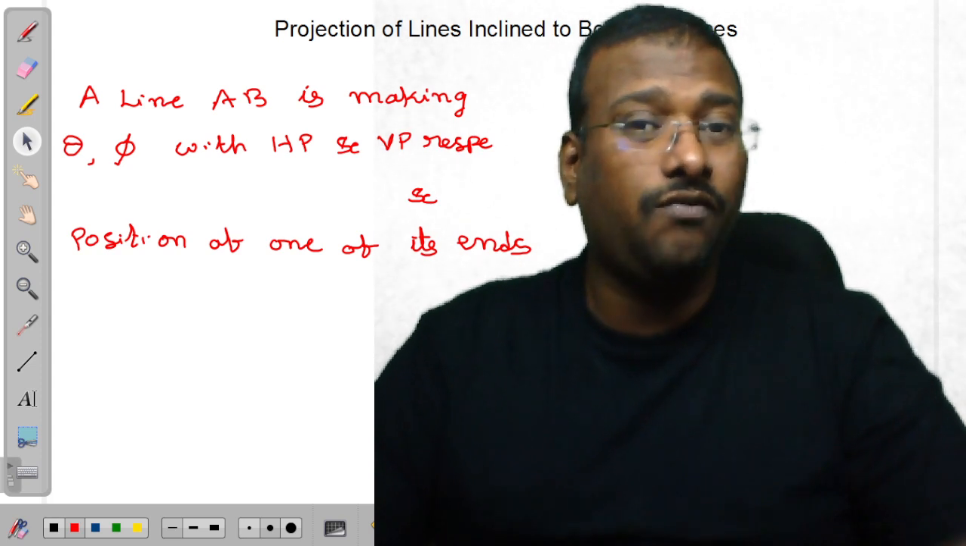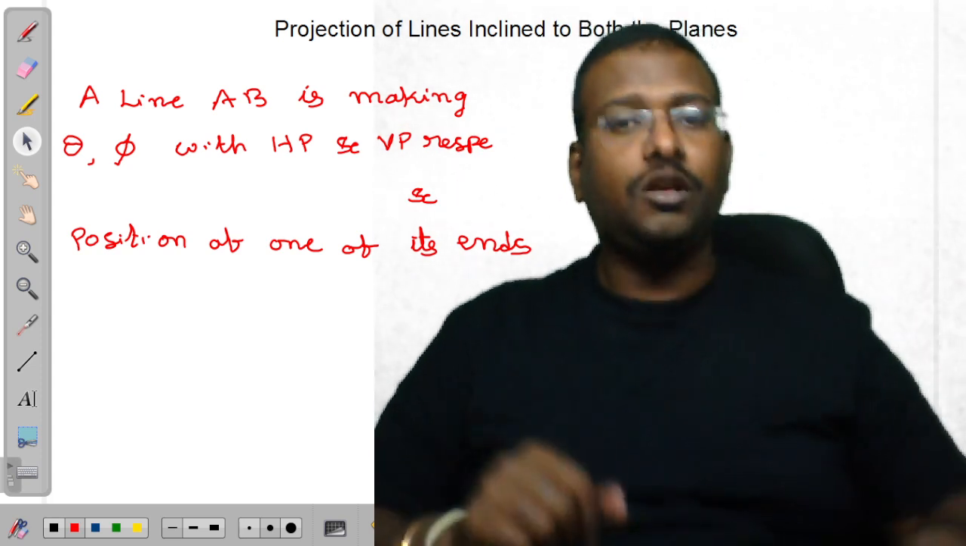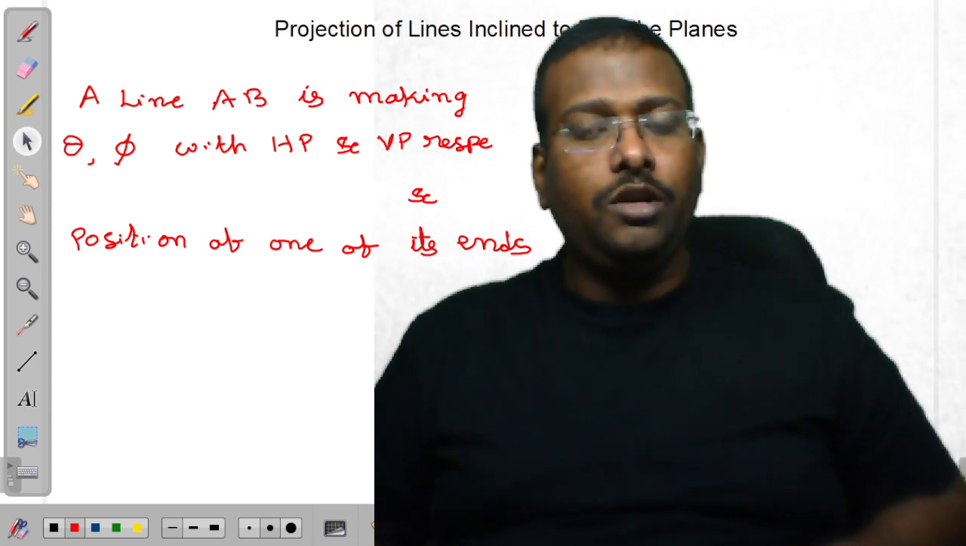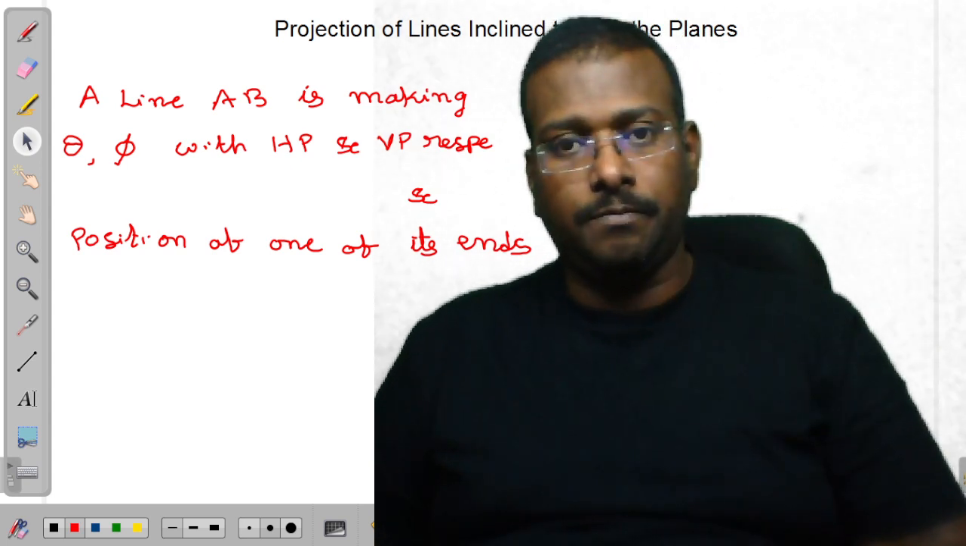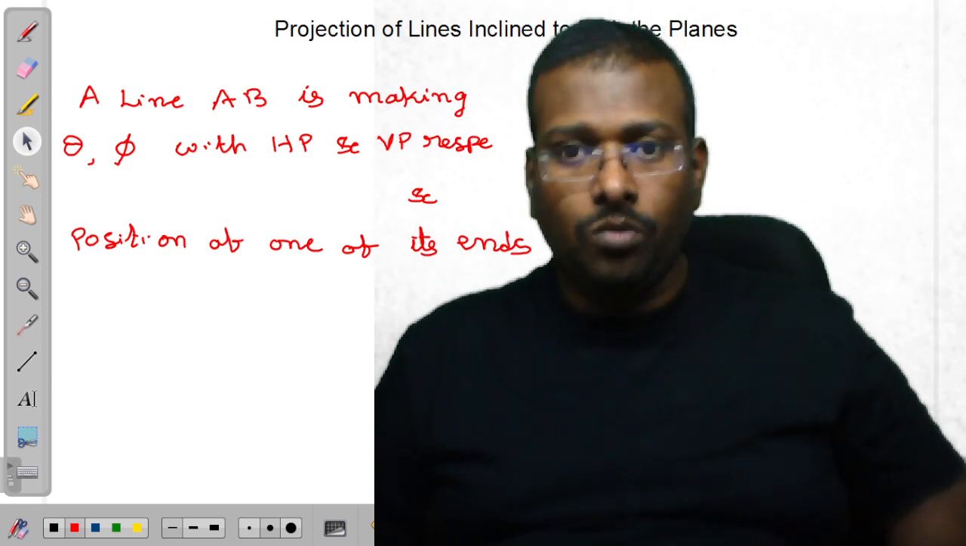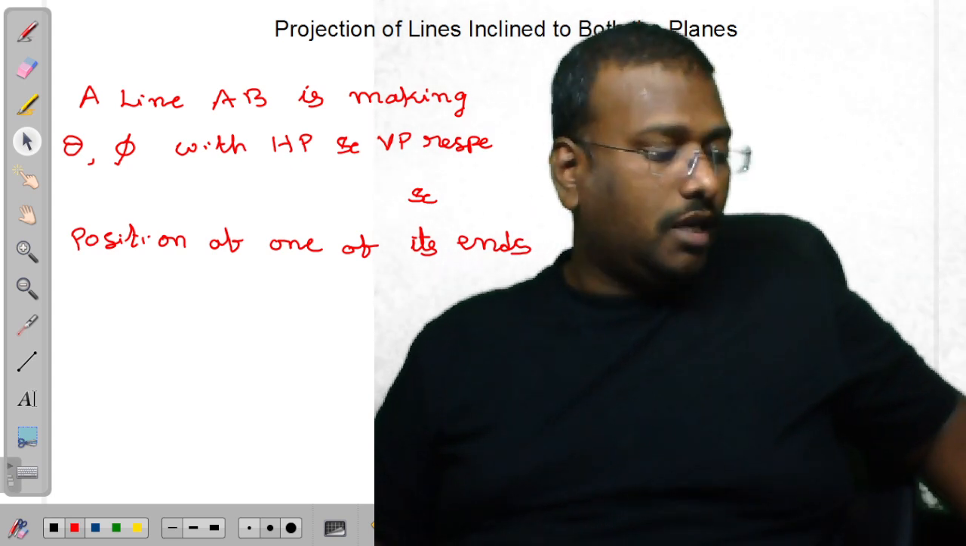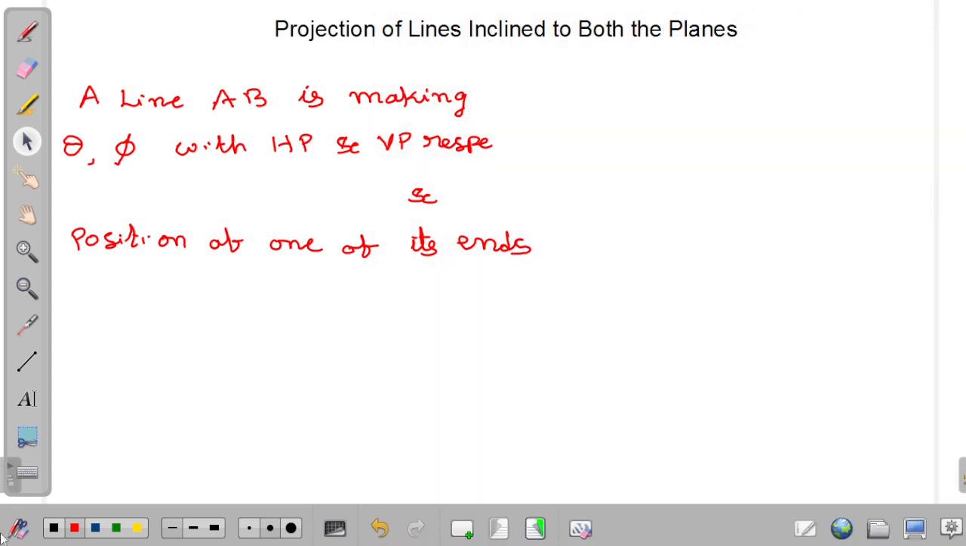Then how to get the final position for this particular case? For that, we are going to get the final solution by dividing this problem into two cases. We'll consider this problem in two cases. What are they? Let us consider. So in case 1, the line is considered as parallel to VP and inclined to HP.